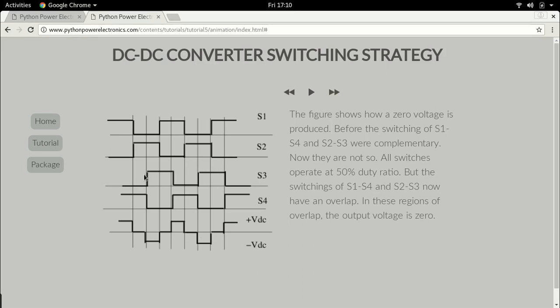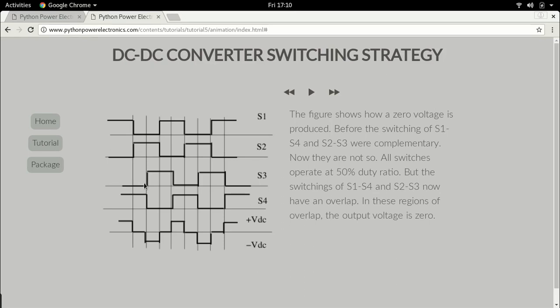We are now phase shifting these firing signals with respect to the firing signals of the first leg. So we can now divide it into two legs. S1, S2 form one leg, S3, S4 form the second leg. The firing signals of the second leg are phase shifted with respect to the first leg. And if you notice, let's look at these two, S2 and S3.